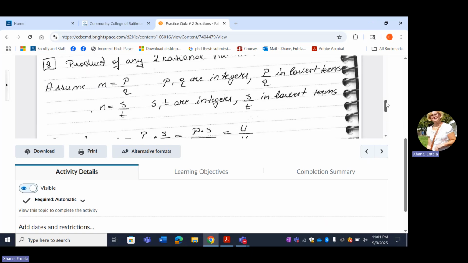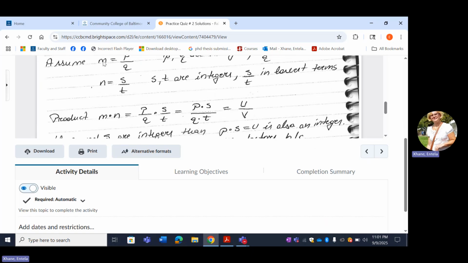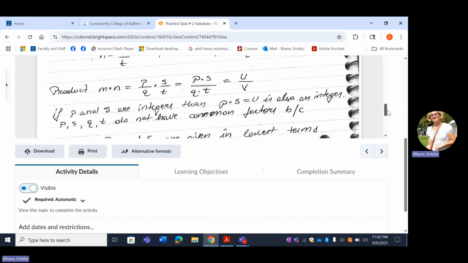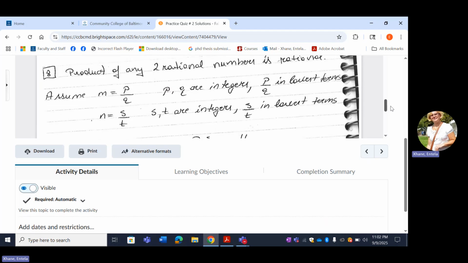We are trying to show that their product, which in this case is the product of the first number times the second, M times N, is also a rational number. So if M is P over Q and N is S over T, their product is going to be multiplying P over Q times S over T, which is P times S over Q times T. I'm going to define the product P times S to be U and Q times T to be V. So this is indeed in the form of U over V.